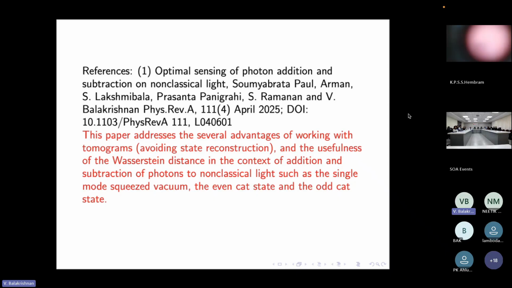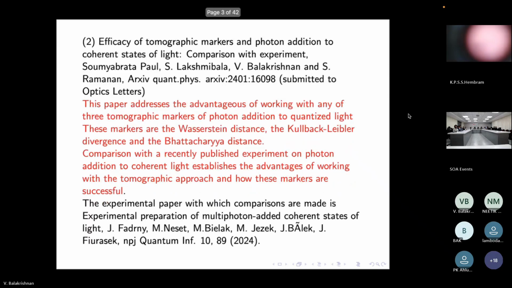As I go along, I will explain what I mean by tomograms and the usefulness of the Wasserstein distance in the context of addition and subtraction of photons to non-classical light. The next paper that I would like to look at is, well, I haven't updated it. It was not just submitted to Optics Letters. It has been accepted for publication in Optics Letters. It is efficiency of tomographic markers and photon addition in deciding photon addition to coherent states of light. And that is where we do a comparison with experiments.